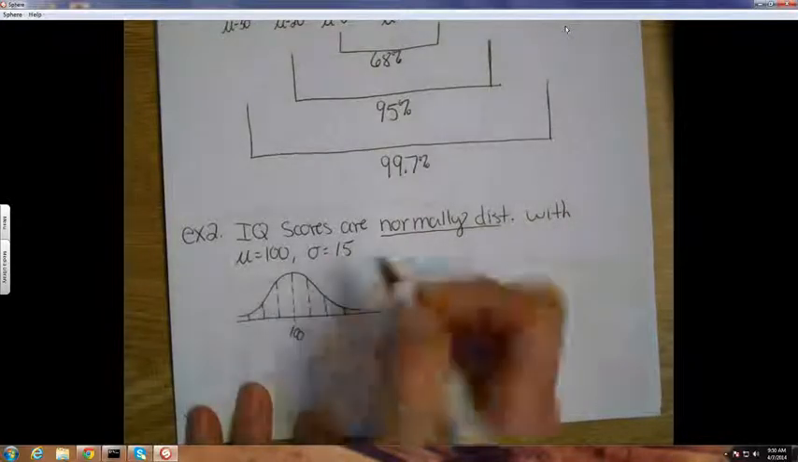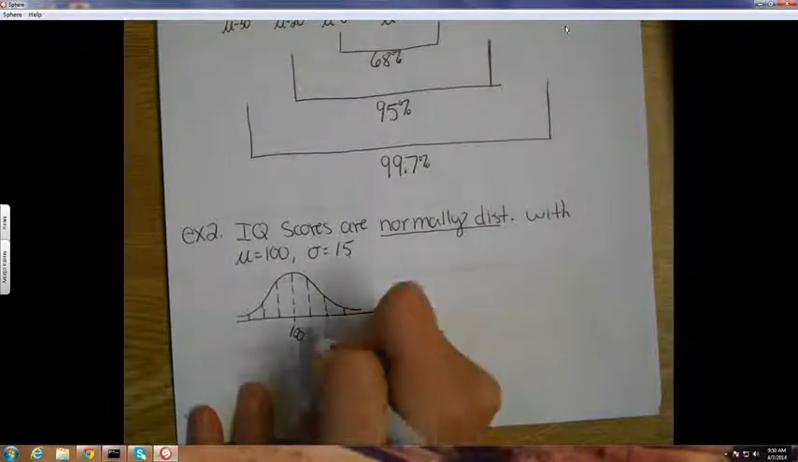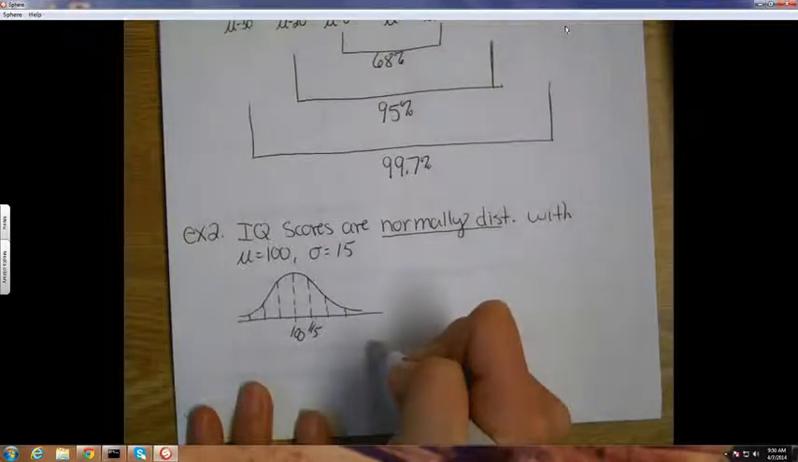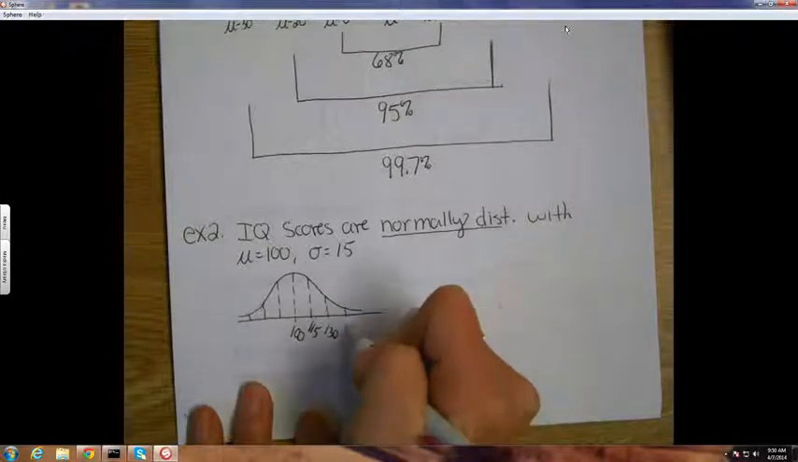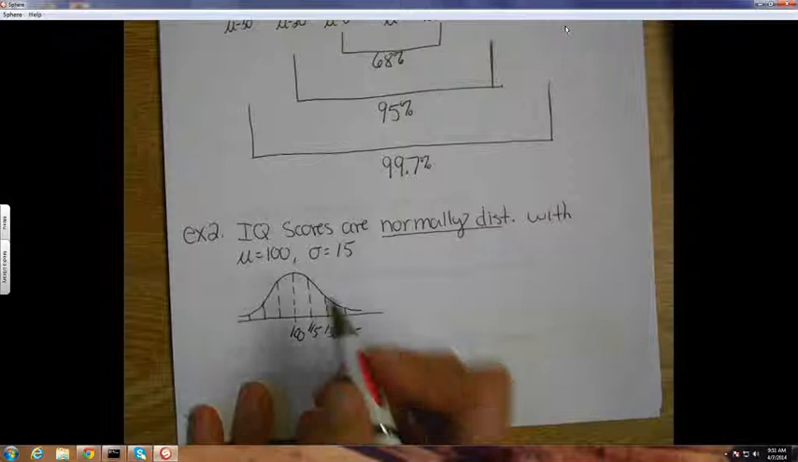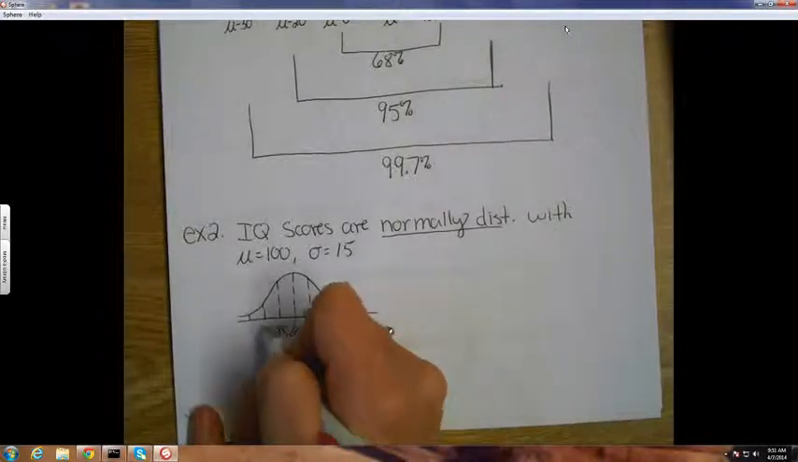How do I know how to get each one of these divisions? Add 15 each time. So this first one's going to be 115. Next one, 130. Next one, 145. How do we get the ones below? Subtract 15. This is not difficult stuff. 85, 70.